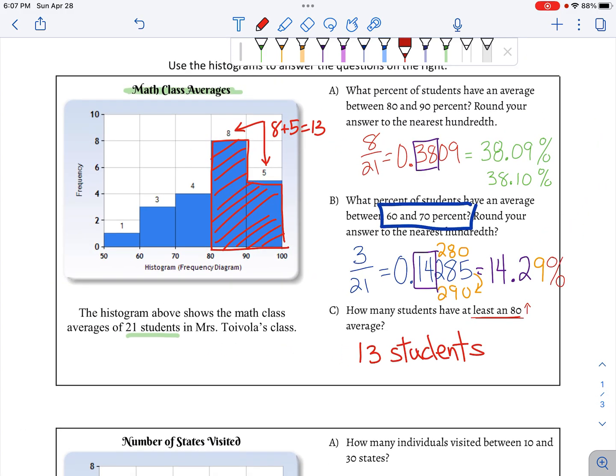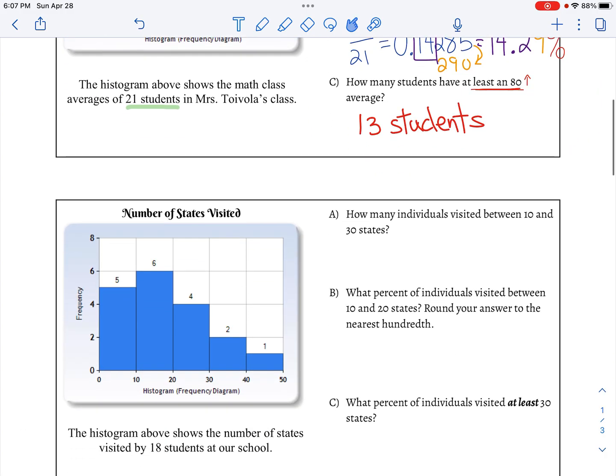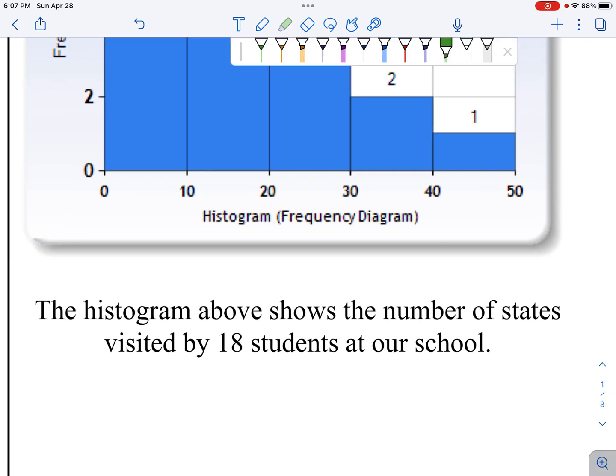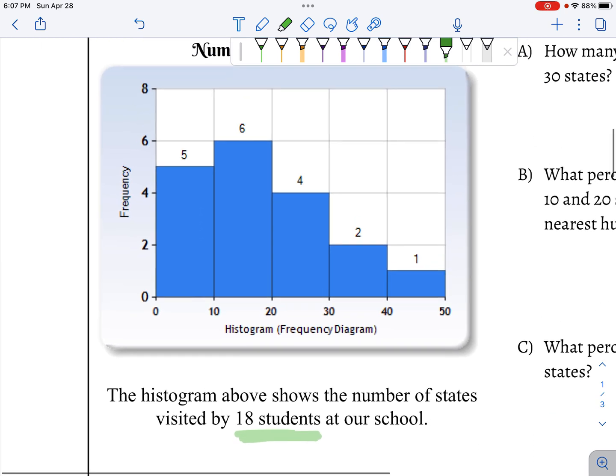Using this as an example, try the next one. It's about number of states, and I want you to notice that there are 18 students in this problem. You could find that number by adding these numbers up on top too. You'll also get 18, but it also just tells you on the bottom.